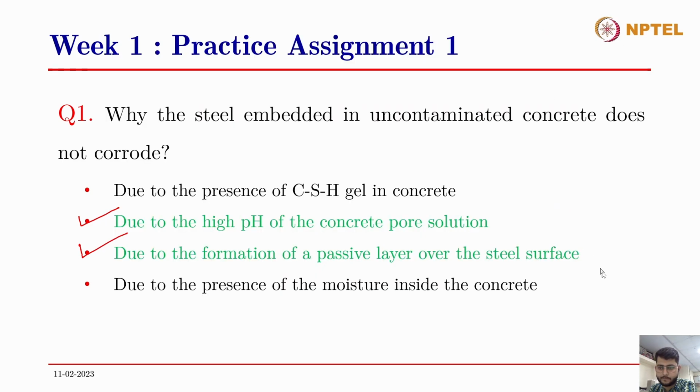This passive layer protects because that is the interface between the steel reinforcement and the environment around. And this alkaline environment always provides protection. A pH of the order of 10, 11, or 12 is helpful in resisting the attack of corrosion. Thank you, Dr. Satish.